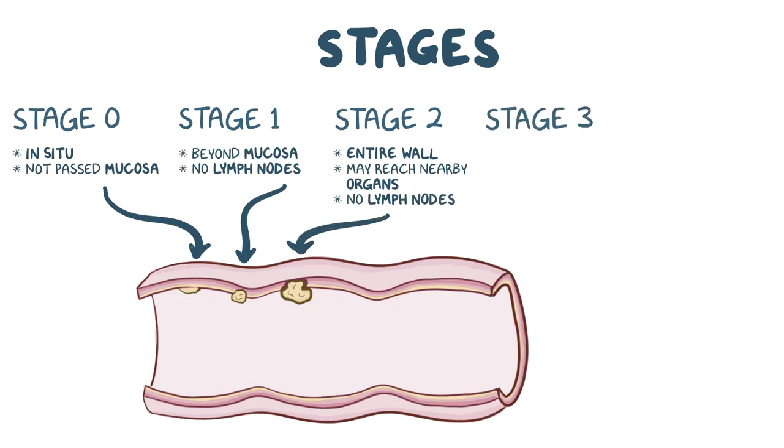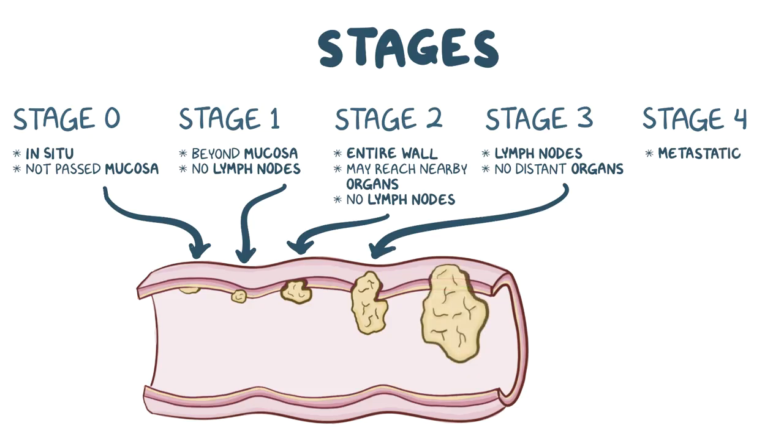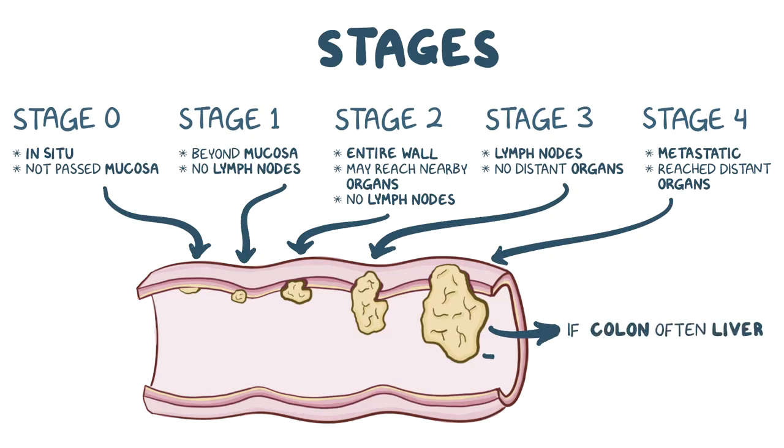Stage 3 is when the tumor has spread to lymph nodes, but still hasn't spread to distant organs. Finally, stage 4 is metastatic, meaning that the tumor has spread to distant organs. The most common site of metastasis for colon cancer is the liver, and for rectal cancer it's the lungs.